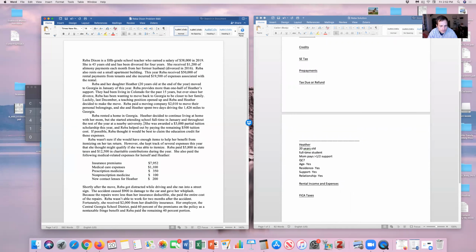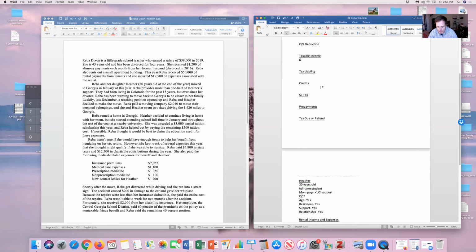Okay. But what is going to be more relevant for our exam, because it's a chapter 8 issue, is that Heather was awarded a $3,000 partial tuition scholarship, and Reba helped out by paying the remaining $500 tuition cost. So the scholarship is not income, but it's also not deductible or eligible for a credit since she got the scholarship, but the $500 of tuition paid is.